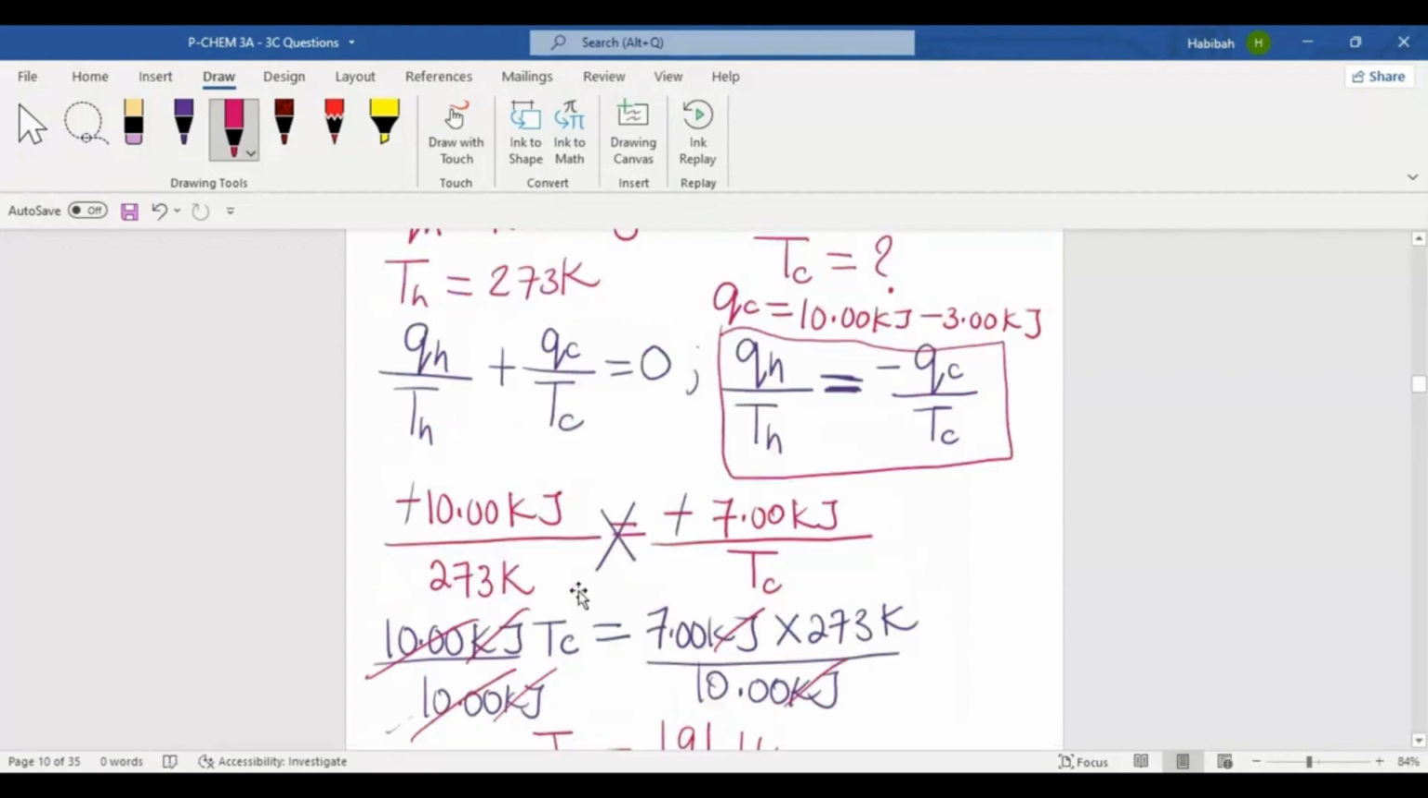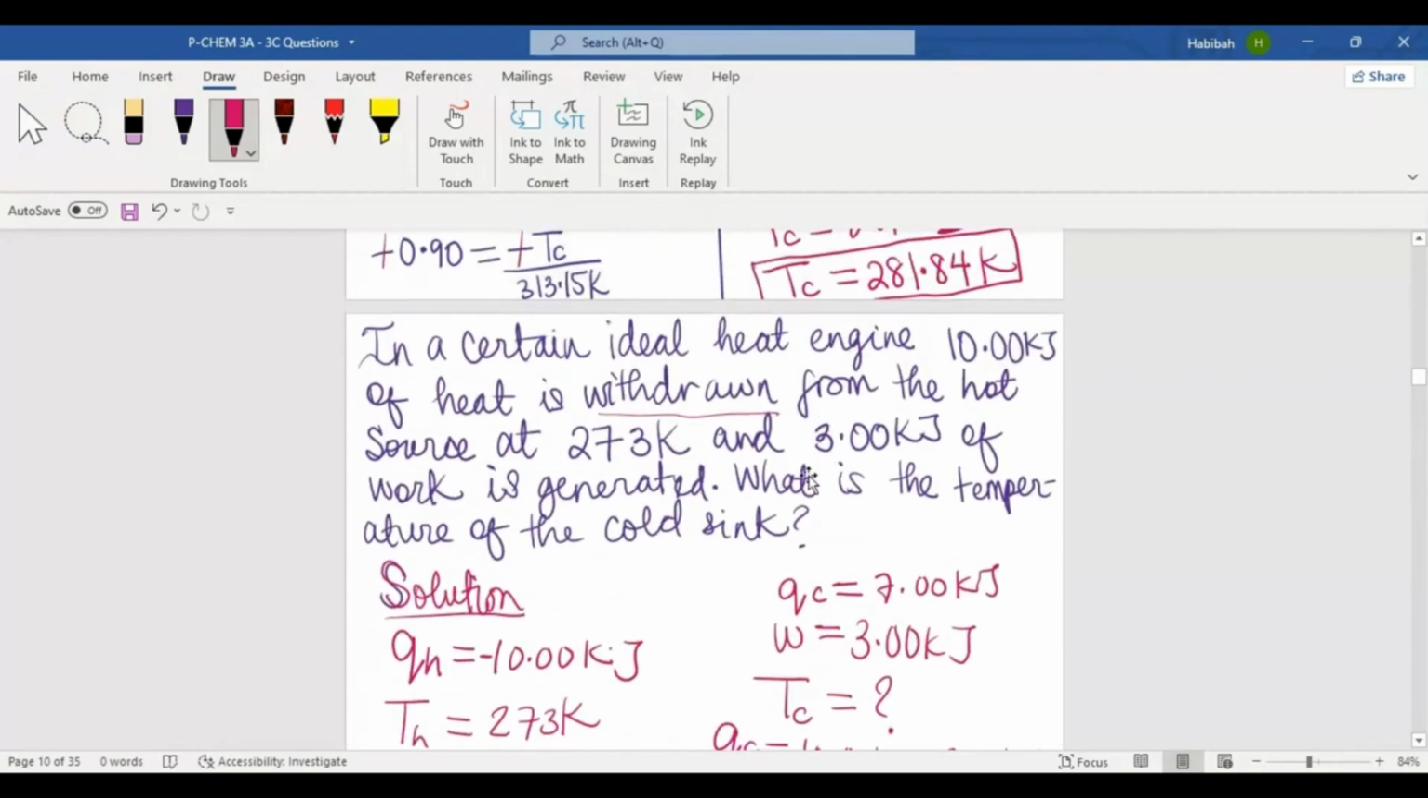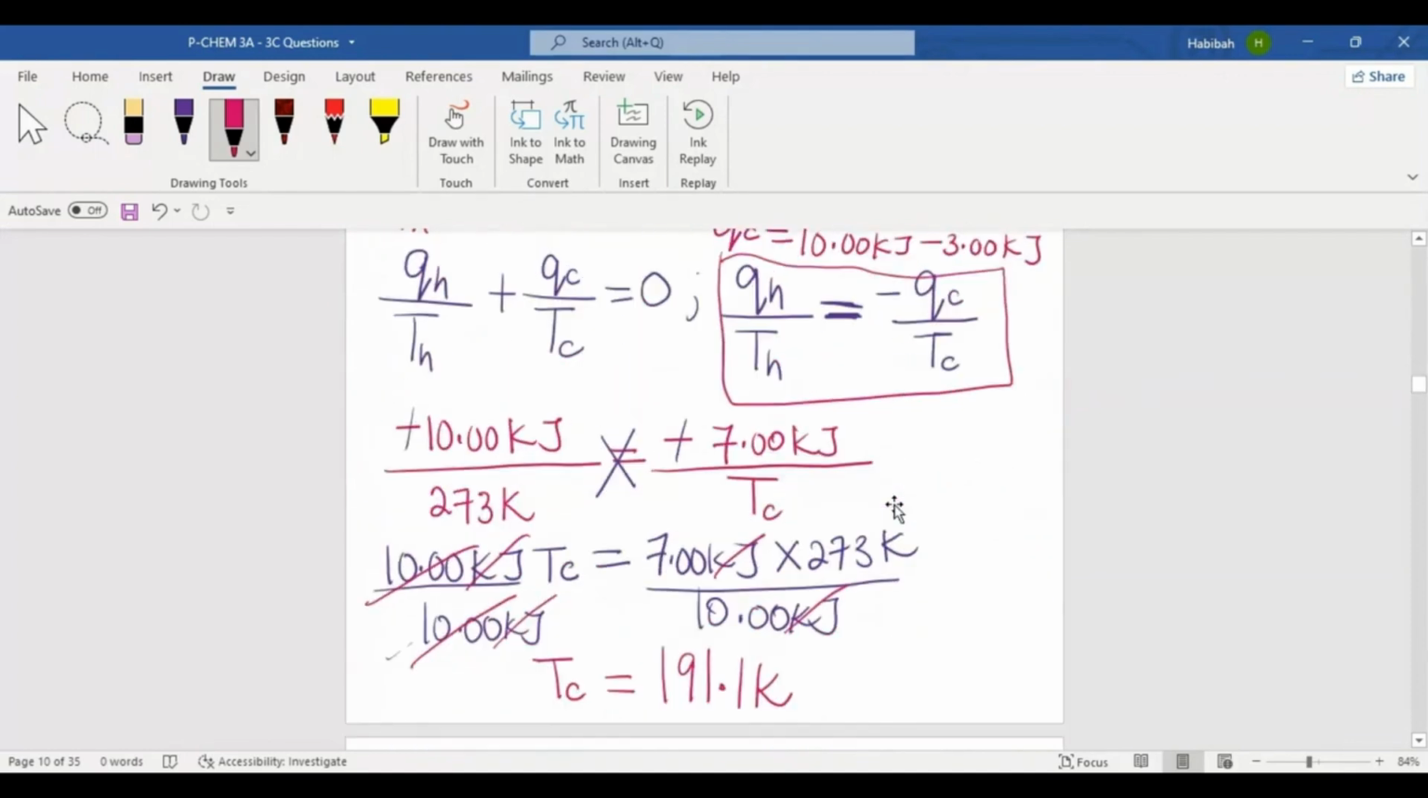And of course, since we are working with a question where the lowest number of sig figs is 3 sig figs, we can basically write this in 3 sig figs. So the temperature of the cold sink is actually 191 Kelvin. And this is just basically the answer to the question.